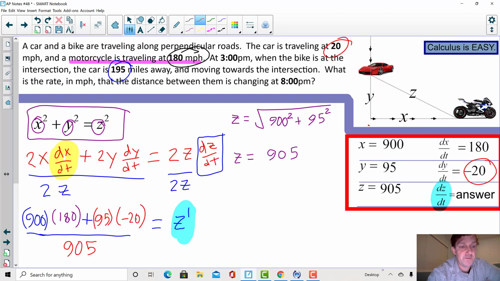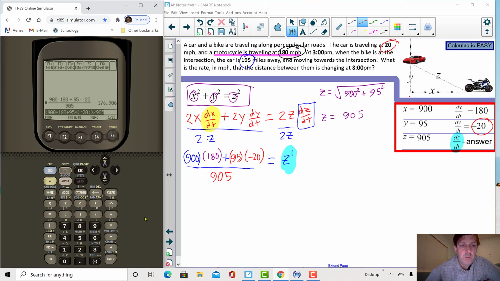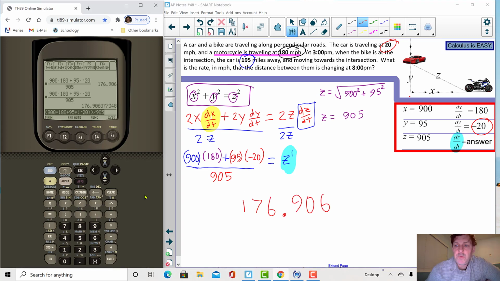You can leave it like that if it's a free response question. Or if you want to type it in a calculator, you would get 176.906. Don't forget the units. Remember, this is z prime. So it's going to have the same units as x prime and y prime, and so the units will be miles per hour.